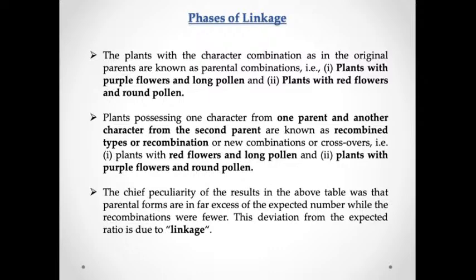So the chief peculiarity of the results in the above table was the parental forms in far excess of the expected number, while the recombinant combinations were fewer. This deviation from the expected ratio is due to linkage.